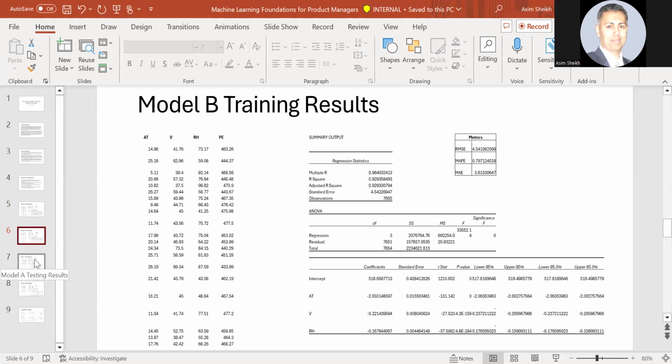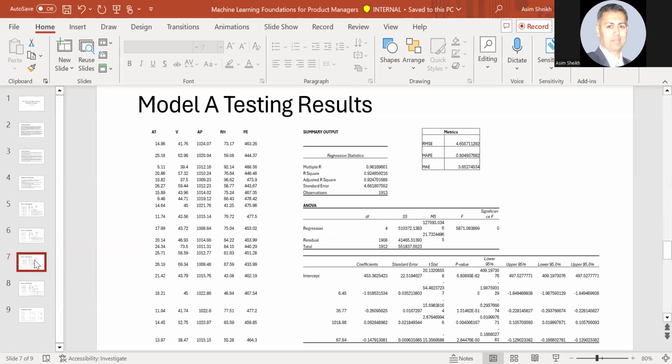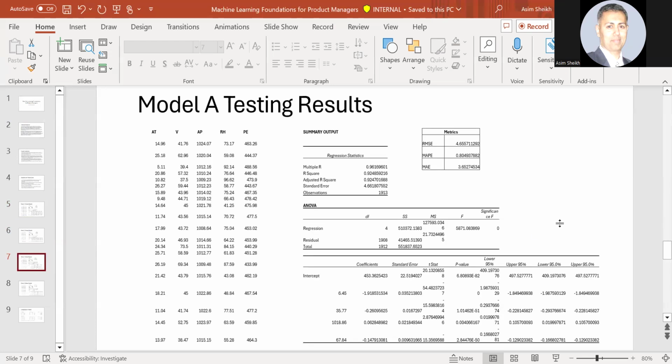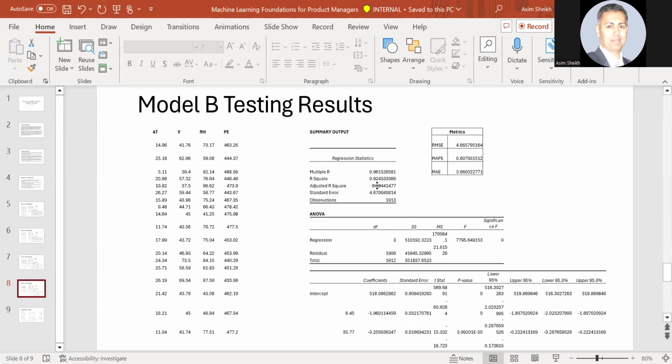So what I did was I decided to run the same thing on the testing data as well. Here we had 7,655 observations in the training data, and then within testing data, 20% of the data, 1,913 observations. And as you can see, the R squared here is 0.9248, or let's say 9, along with the metrics here. And then for model B, it's 0.9245, again with the metrics calculated here. And again, as you can see, the variations are very tiny.